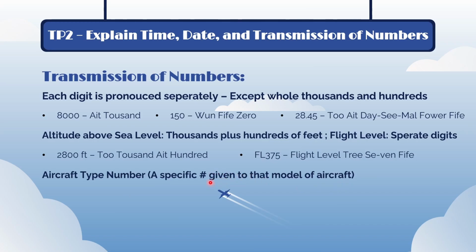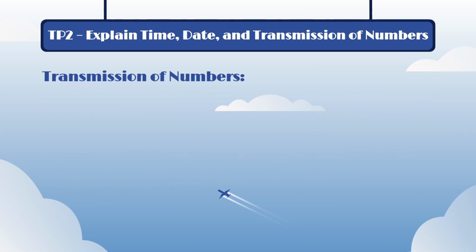ICAO gives out specific numbers to each model of aircraft. So, for example, Flight 498 is Flight Flower 908, right? So that is a specific model of planes, sorry. And another thing is wind speed and cloud formation heights.